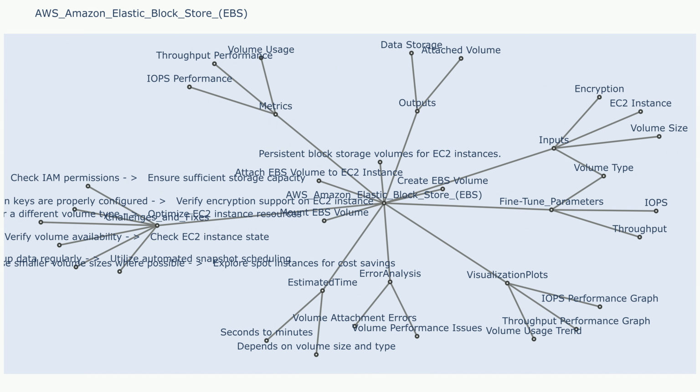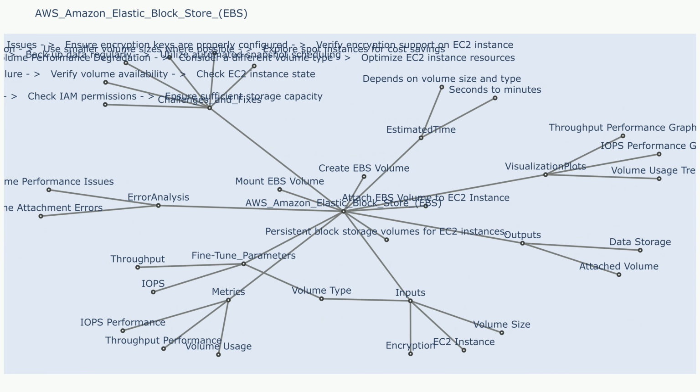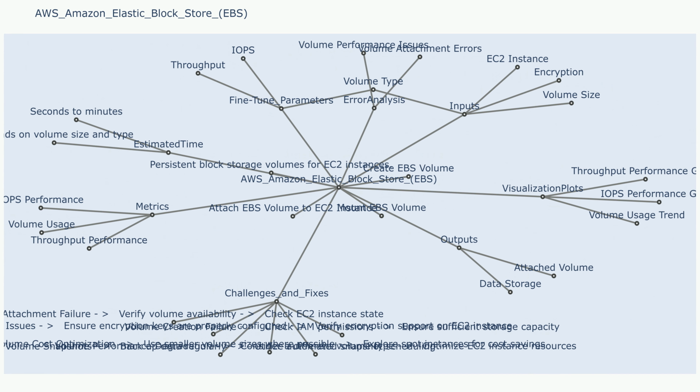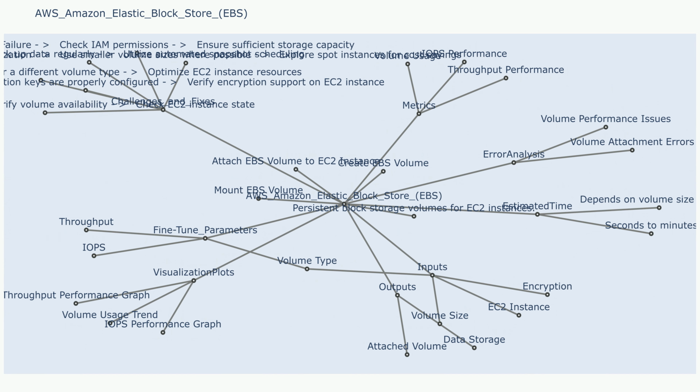Volume type selection: SSD, HDD, etc. Purpose: to choose the storage performance characteristics best suited for your workload needs. Explanation: EBS offers different volume types, such as SSD (solid-state drive) and HDD (hard disk drive), each with distinct performance profiles: throughput, IOPS, latency. Selecting the appropriate volume type is essential to optimize your application's performance and cost effectiveness.